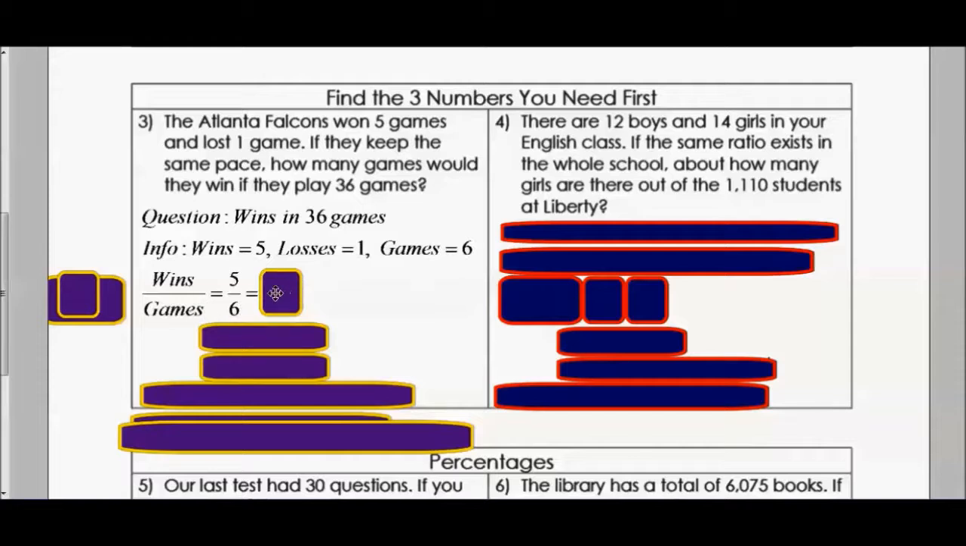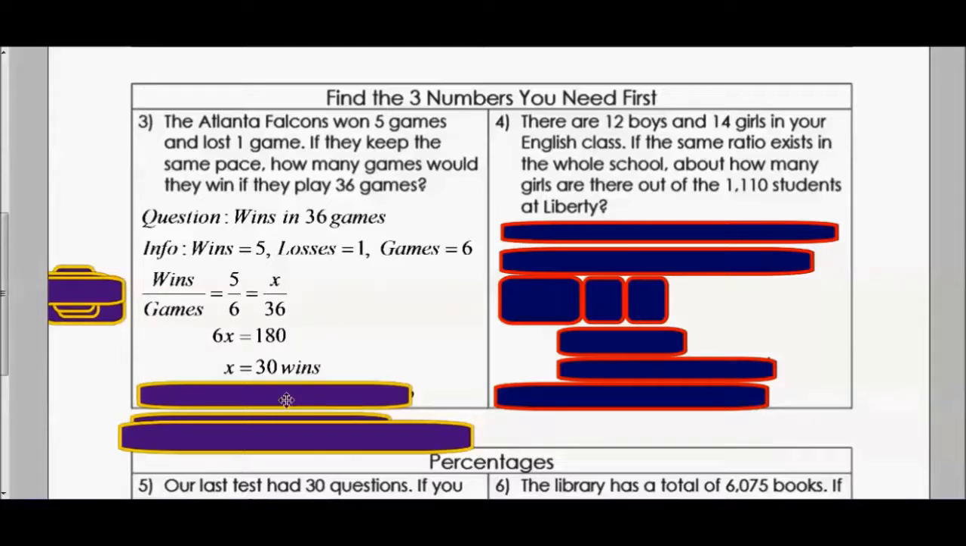They're telling us that they're going to play 36 total games. We want to know how many wins they're going to have there. So they're winning 5 out of every 6. We want to know how many they're going to win out of 36. We cross multiply: 36 times 5, that's 180, and 6 times x, that's just 6x. We divide by 6 on both sides, and x is 30. So they win 30 games out of 36.